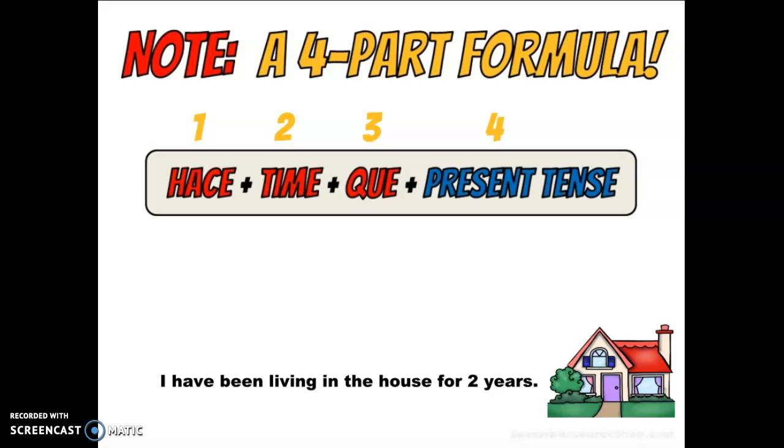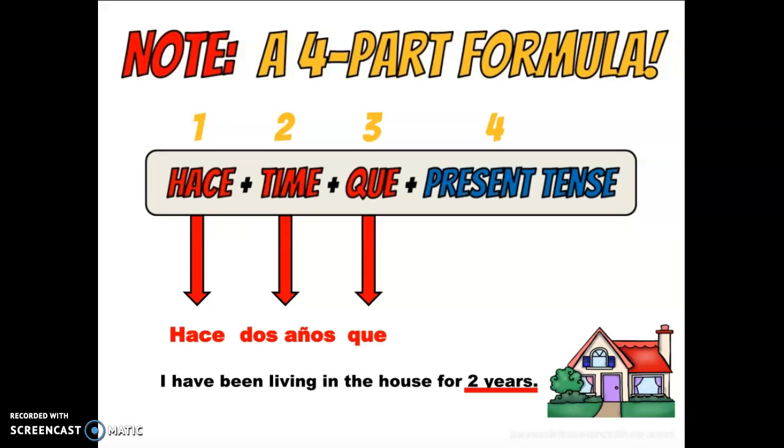I have been living in the house for 2 years. Right, so we use the tú form of the verb hacer, right? Hace. The time in the sentence is 2 years. So now we're going to use that time and write it in the time section, 2 años. Right, then we're going to use the word que and the present tense verb in this sentence, living in a house. Okay. Vivo en la casa. Okay. Now I have been living. Vivo will be the conjugation for vivir, and in the yo form will be vivo.